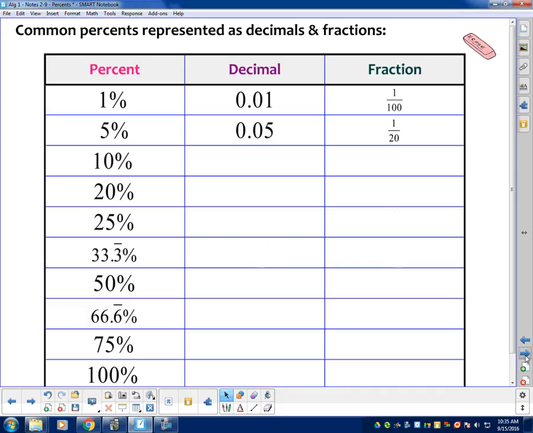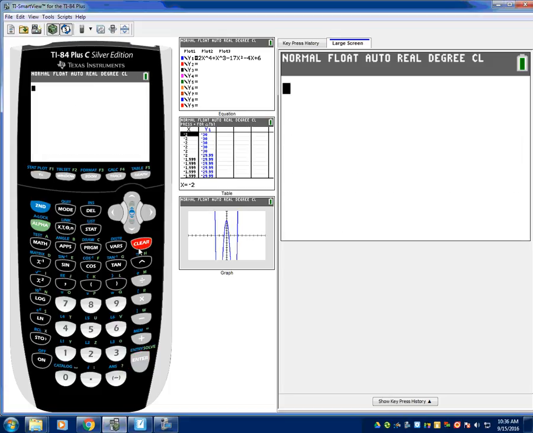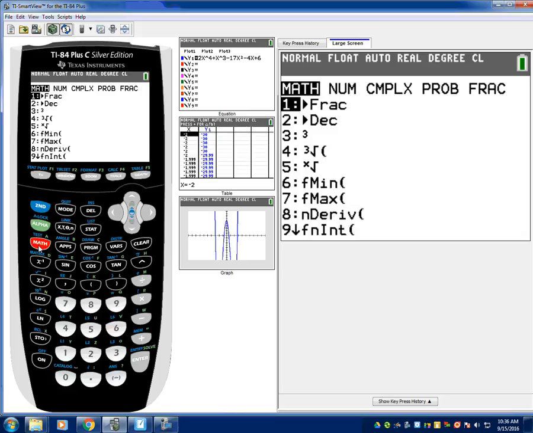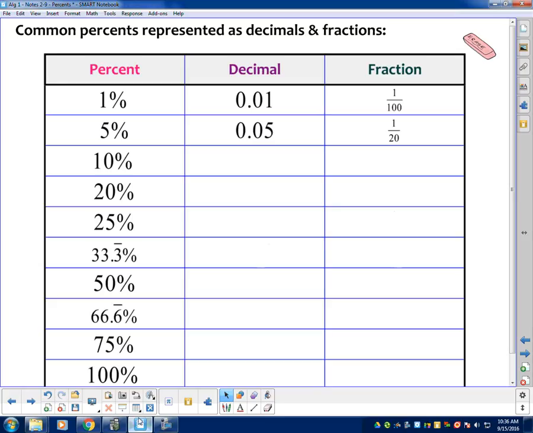What you can do on your calculator is take the 0.05 and then hit the second function and the PRB key, and that will change it to a fraction. On mine I have to hit math and the fraction key, and then hit enter. On yours you'll hit second PRB, and it will change that 0.05 to the fraction 1 over 20. So you can go through the rest of the table on your own. You might want to pause the video, go through the rest of the table, and then check it with my answers here.